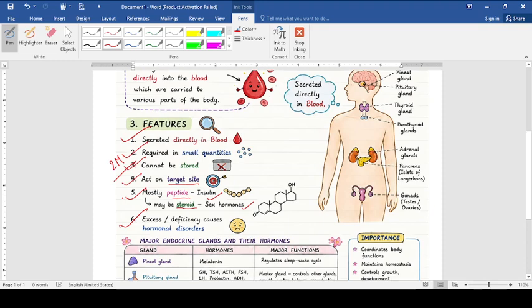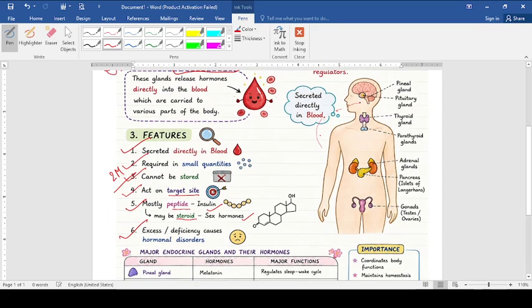Now we have to see the location of various glands. As you can see here in the diagram, I have shown you certain location of the gland.